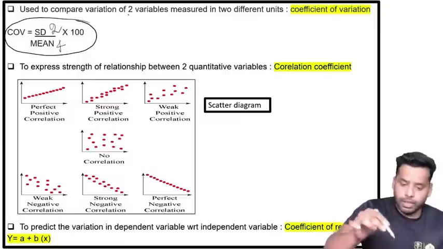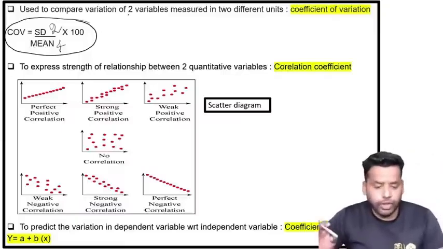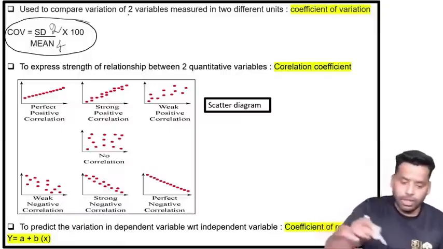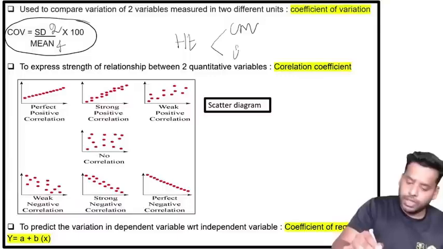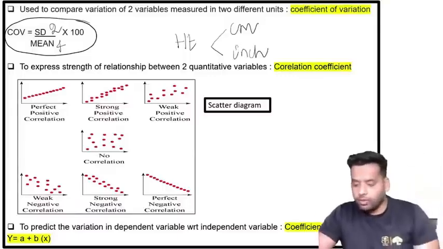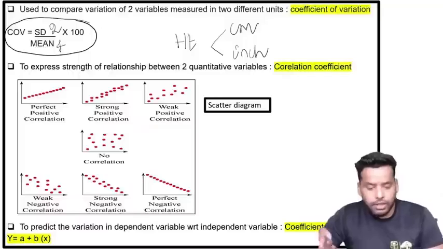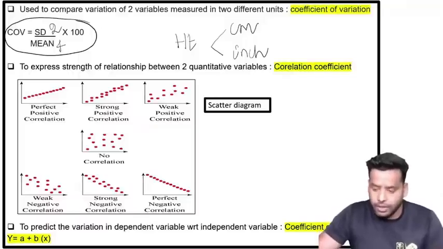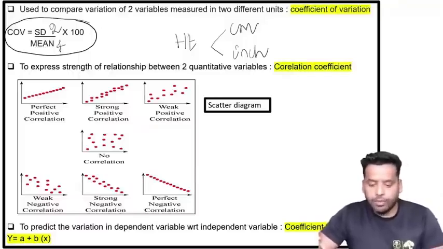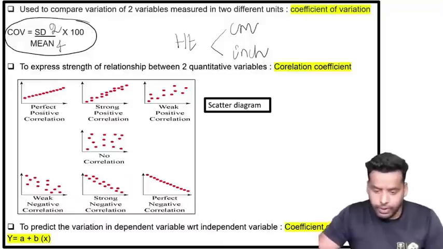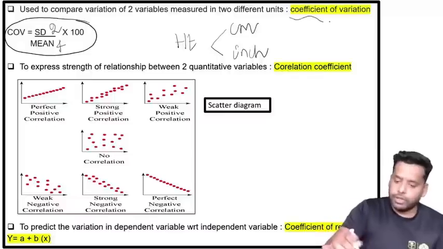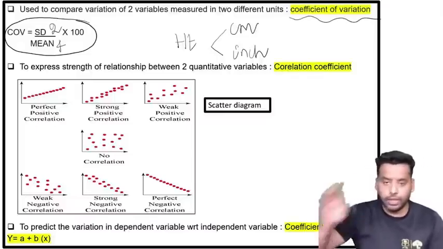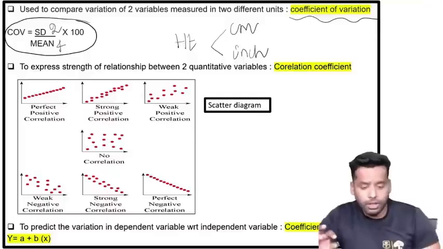For example, the variables are measured in two different units. Take one variable, height. One group you are measuring in centimeter, the other group in inch. Later you want to compare the amount of variation. Which group is showing more variation? What is the preferred measure for this purpose? Think and tell, everything is there in the formula.